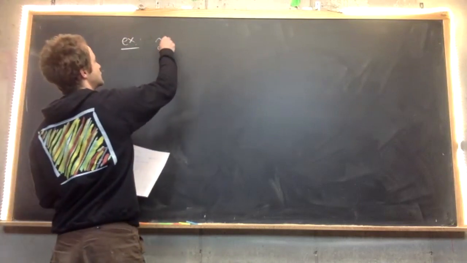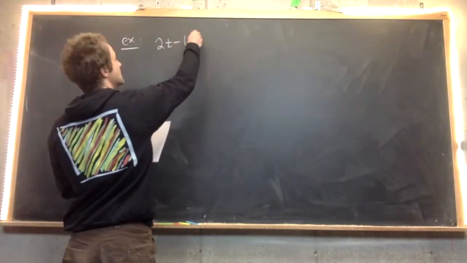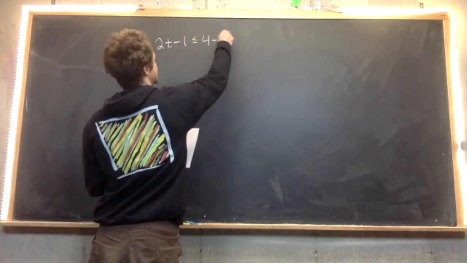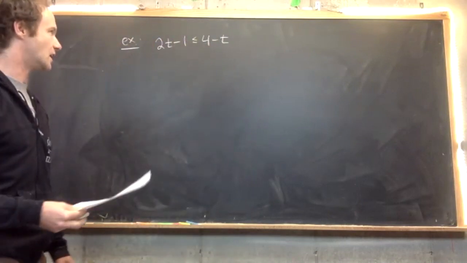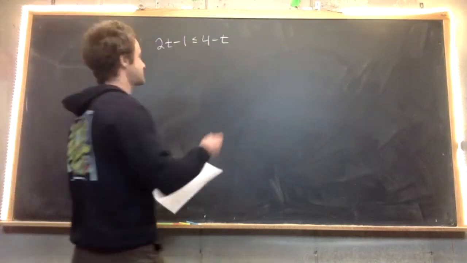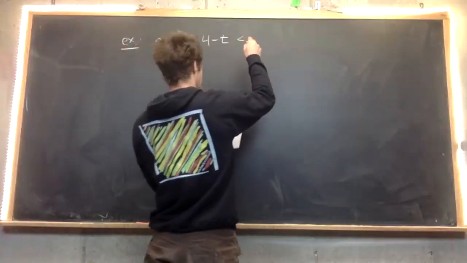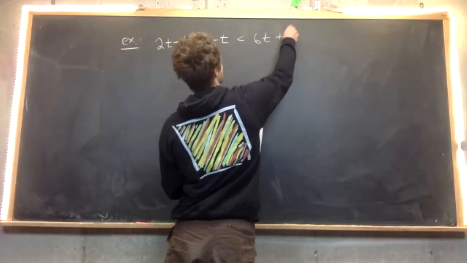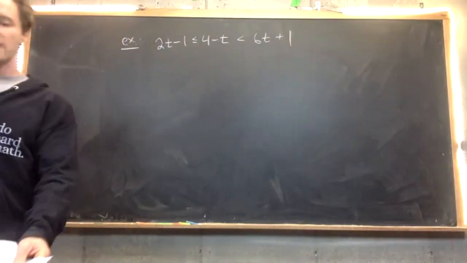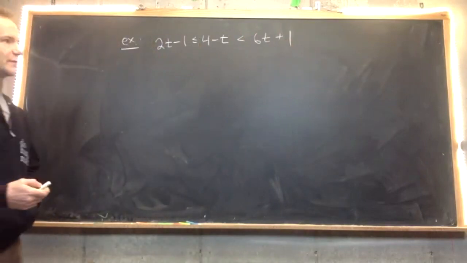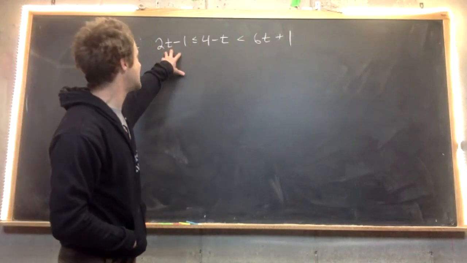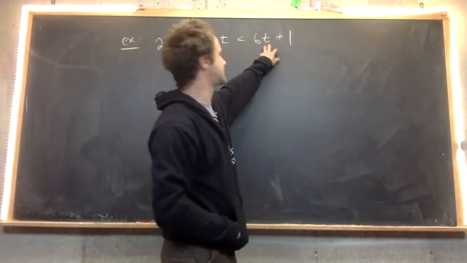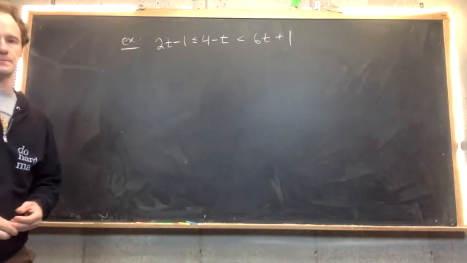Okay, so let's say we have 2t minus 1 less than or equal to 4 minus t. Now, if I stop there, we would totally be able to solve that. There's nothing complicated going on. But if I were to go over here and put 6t plus 1, now these are the type of compound inequalities that we want to work with. Notice that we've got a t in all parts of the compound inequality.